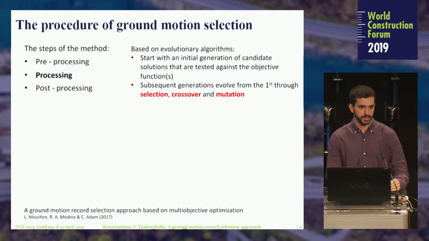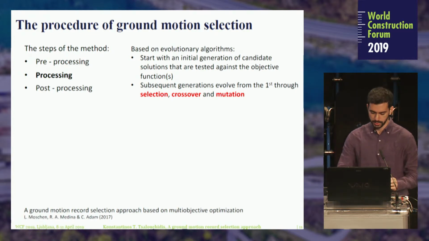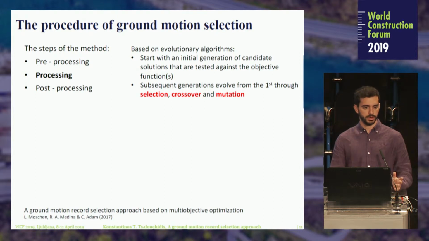Then the processing phase. This is where the algorithm really takes place. This procedure is based on a genetic evolutionary algorithm, and I will explain what this means. It is based on the evolutionary concept or the notion of natural selection. Let me explain how this works. We start with an initial generation of candidate solutions and we test them against the objectives, matching medians and standard deviations. We iteratively progress until we find the right solution through three processes: selection, crossover, and mutation.